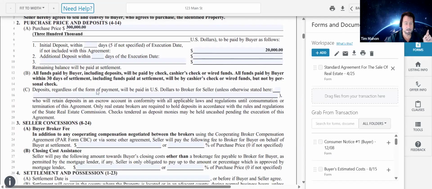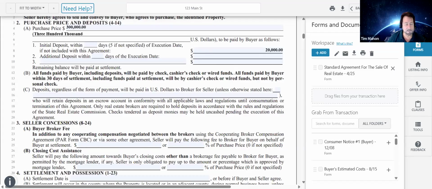That's important, by the way, including funds paid at settlement, will be by cashier's check or wired funds, but not by personal check. So if you're writing an offer on a property and it's a cash offer and you're going to settle in 20 days, the deposit that's due within the same 5 days, that $20,000, cannot be a personal check. It must be a certified check.